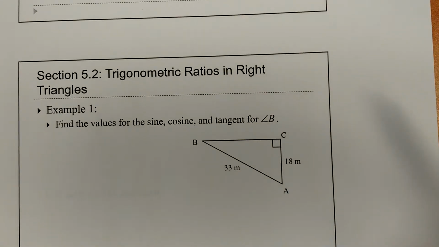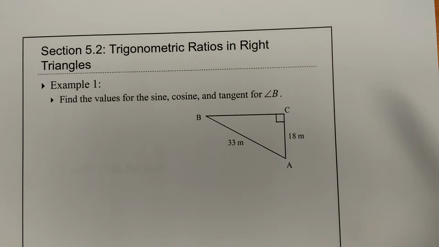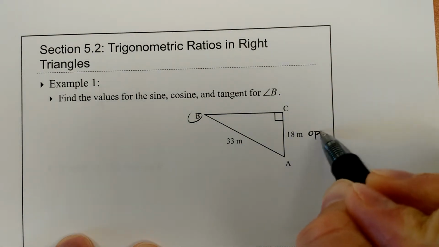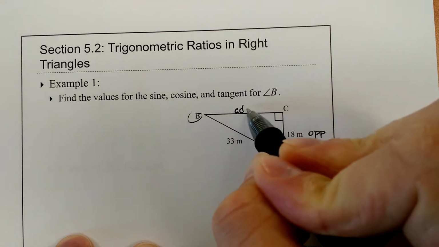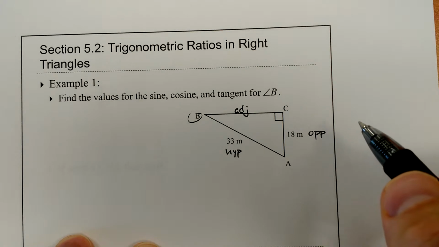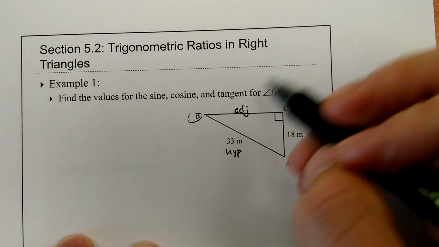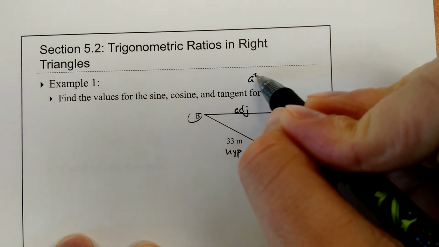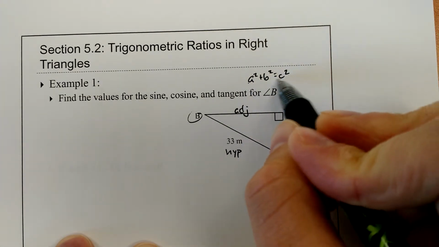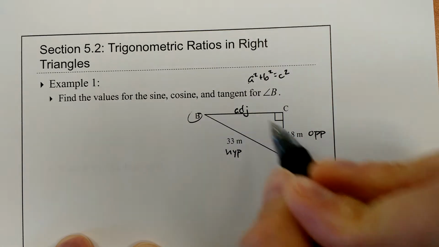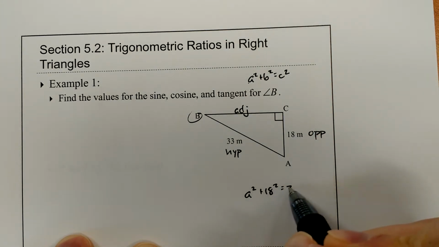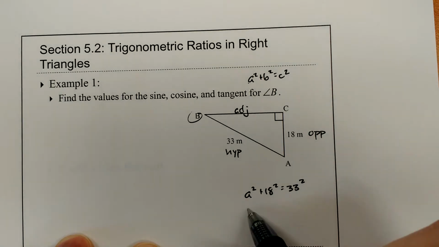So this one says find the values of sine, cosine, and tangent for angle B. So here's angle B right there. That means this is the opposite side, this is the adjacent side, and this is the hypotenuse. If you notice, you're actually missing the adjacent side. So even though it's not in the notes, hopefully this equation is familiar to you. It's the Pythagorean theorem. A squared plus b squared equals c squared, where c is the hypotenuse. So our adjacent side, we'll just call a. So a squared plus 18 squared equals 33 squared.